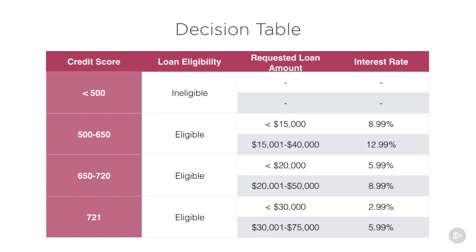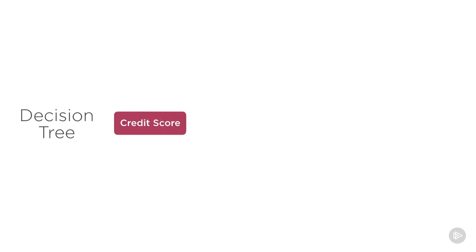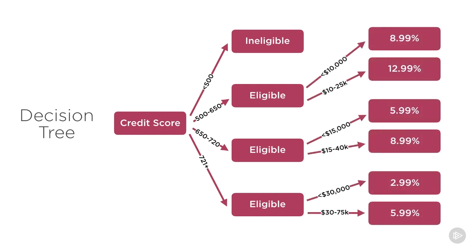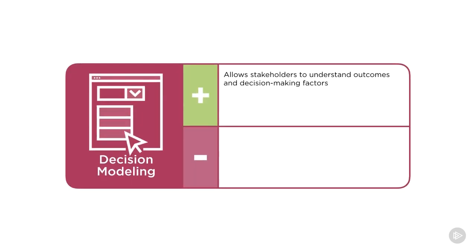Rather than showing this in the form of a table, we could present the exact same rules following a decision tree. Beginning with a credit score, we might have a range of different possibilities here, again showing that scores under 500 would be considered ineligible, while all three of the others would be considered eligible. This would allow those scores ranging from 500 and above to then go on to the next step of presenting whatever our interest rates might be based on the loan amount that's been requested by our consumers. Decision models like this allow stakeholders to understand outcomes and decision-making factors.